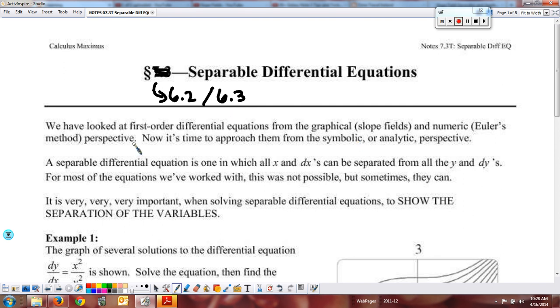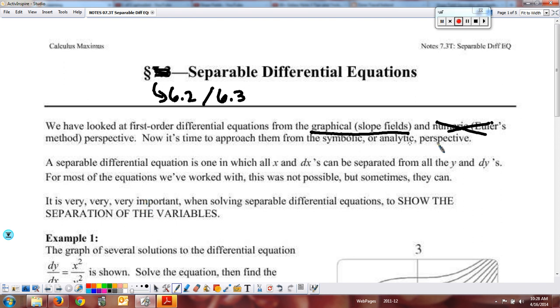Now, what we've done in the AB class is look at it from the graphical, i.e. slope fields, method of solving differential equations. We do not do Euler's method, which is the numeric method. That's a BC topic, so we're going to skip over that.